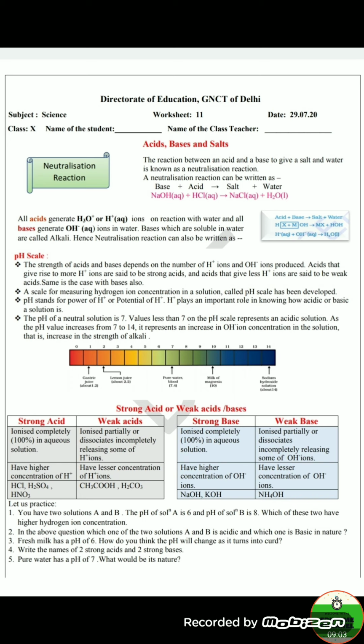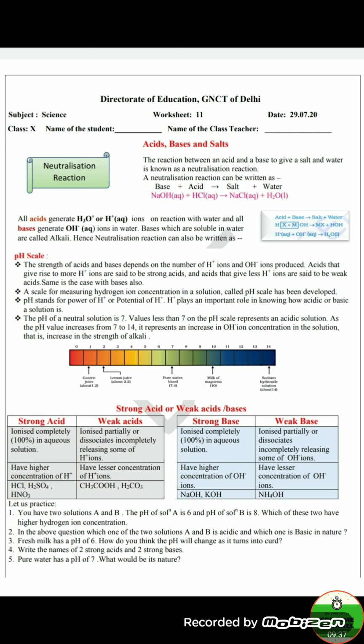Strong acids have higher concentration of H plus, whereas weak acids have lesser concentration of H plus ions. The examples of strong acid are HCl, H2SO4 and nitric acid HNO3. Examples of weak acid are acetic acid, CH3COOH and carbonic acid, right? Now we have a comparison between strong base and weak base.